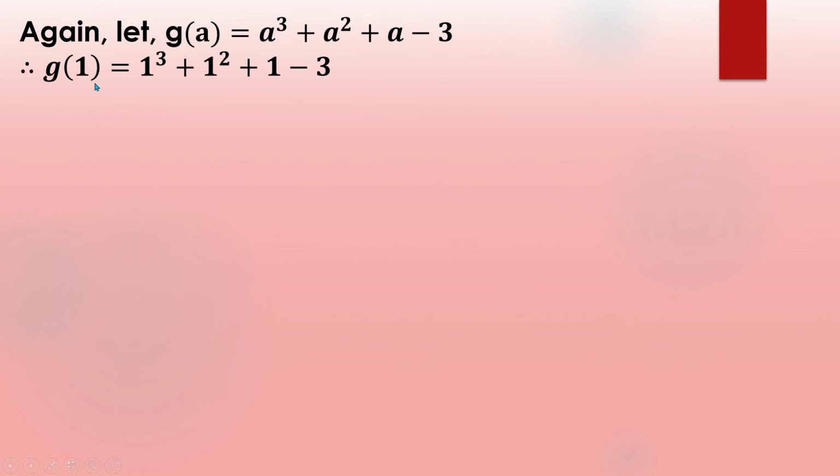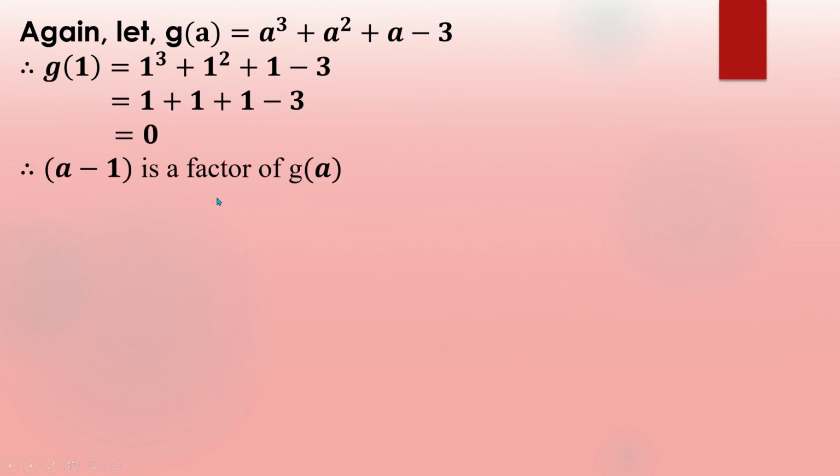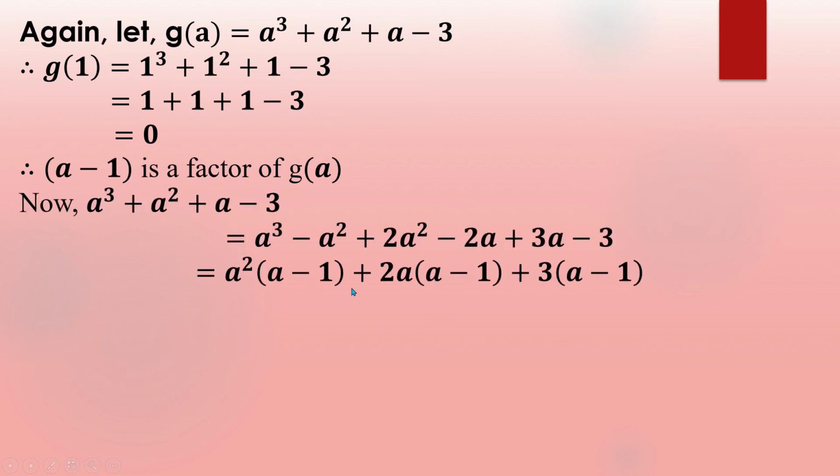Now when we put a is equal to 1, we get 1 cube plus 1 square plus 1 minus 3, which equals 0. So a minus 1 is a factor of g of a. Now we can write at first this line, that means a minus 1 into a minus 1 into a minus 1. Then we'll use sign.